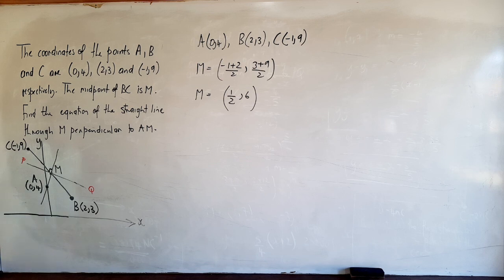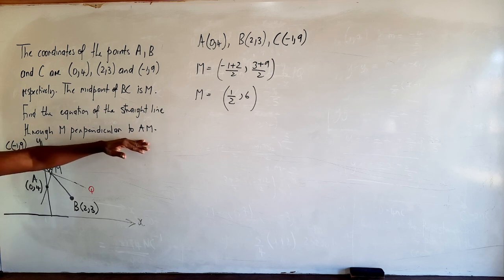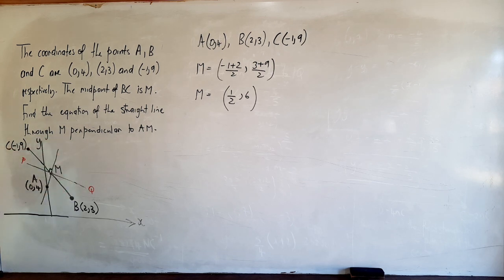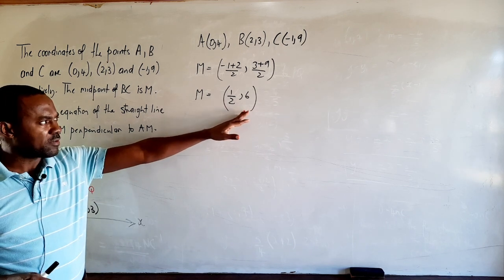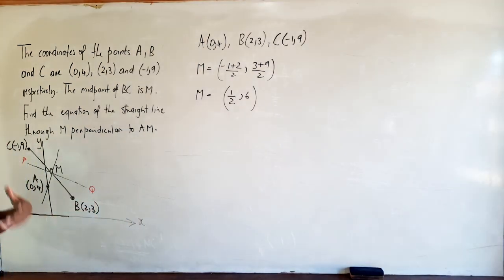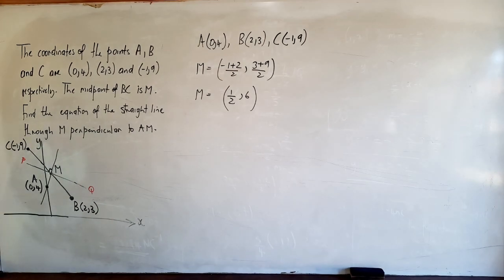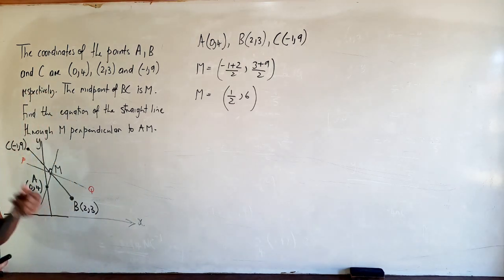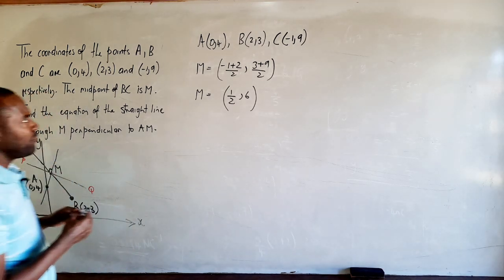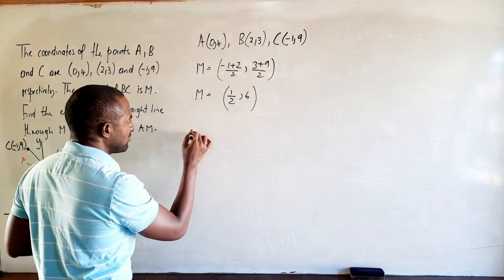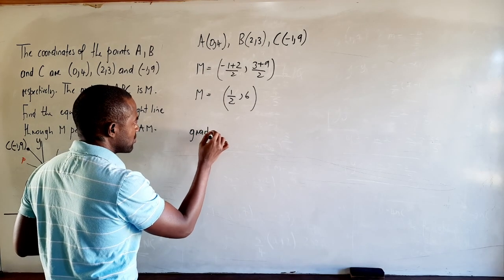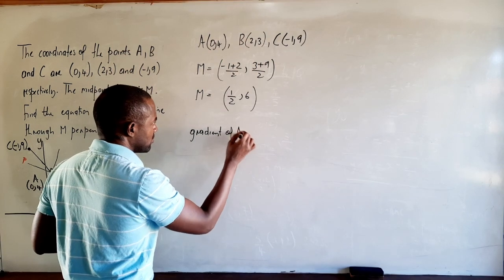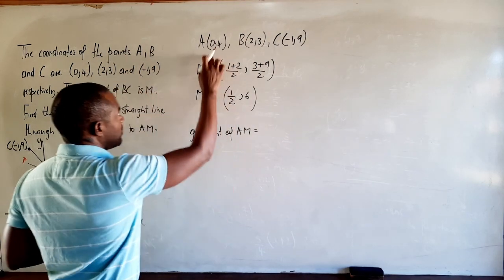Good? So once again, we're asked to find the equation of the straight line that passes through M and is perpendicular to AM, right? So because the line passes through M, we will use the coordinates of the point M. But now we need to find the gradient of AM in order to find the gradient of any line which is perpendicular to AM. So once again, A is the point 0, 4.